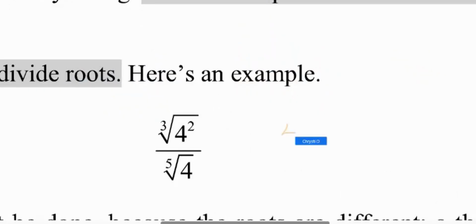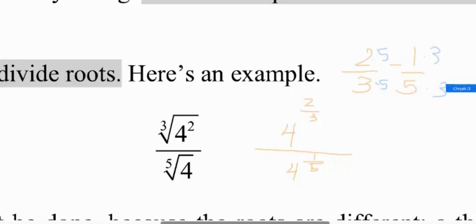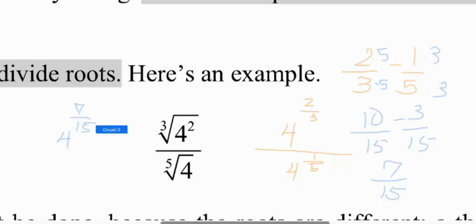Okay, so for this one, let's see how it would help us here. This would be 4 to the 2/3 divided by 4 to the 1/5. Okay, so now because we have a 4 and a 4 here, we can just subtract the exponents. We could say 2/3 take away 1/5, well, times 5 times 3. This is 10/15 minus 3/15. That's 7/15. So we can say this is the same as 4 to the 7/15. Or we could say the 15th root of 4 to the 7th.